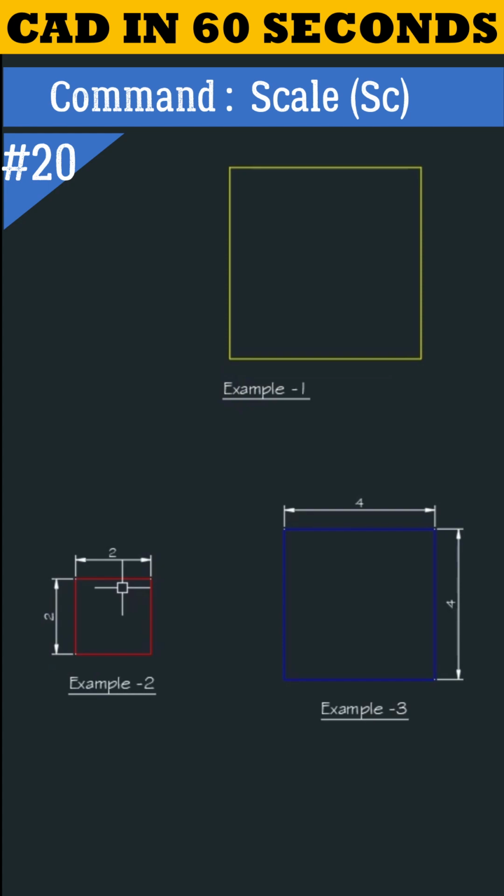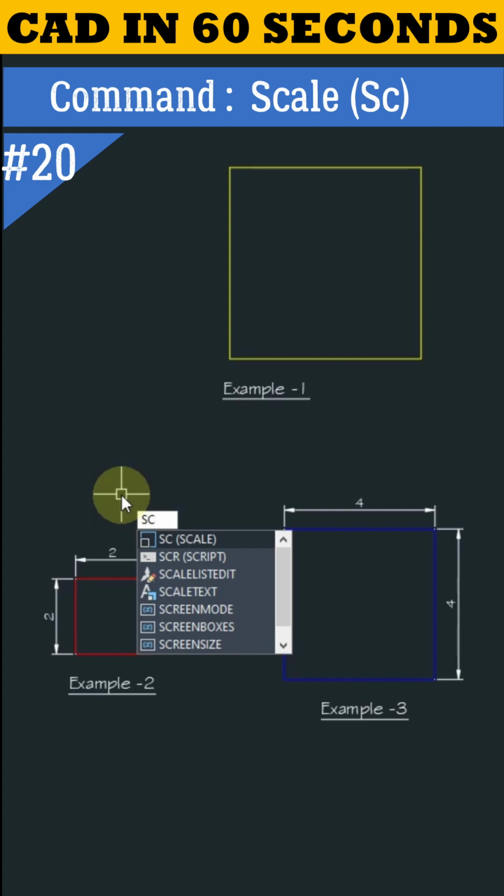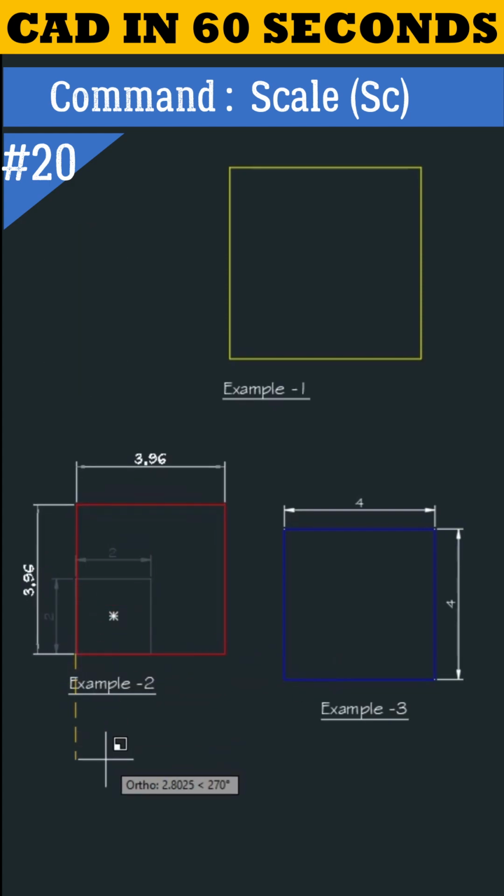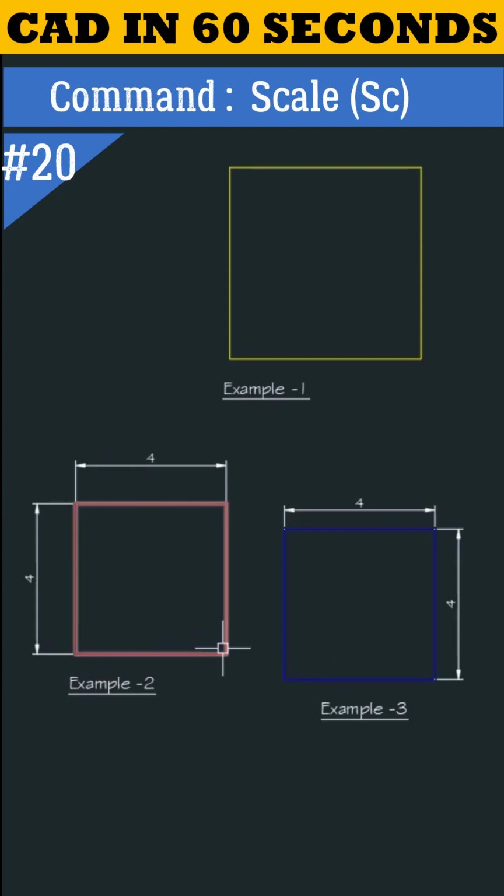In this case, I want to increase the size from 2x2 to 4x4. Type the scale command, press enter. Select the object. Press enter. Left click here for the base point. Now give the value 2, press enter. That's it. We can see the size is increased.